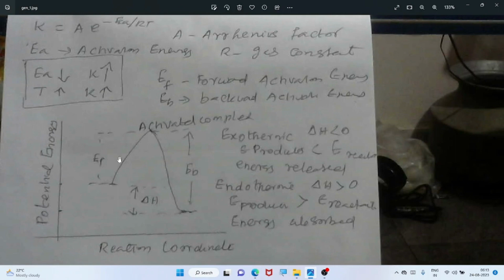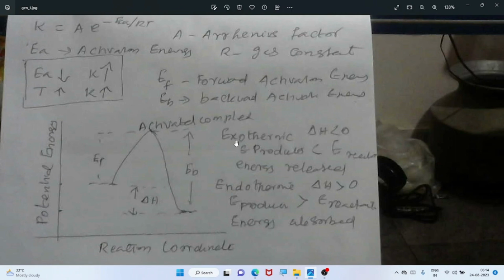See here in this curve, reaction coordinate versus potential energy in a general reaction. Ef is the forward activation energy, from here to here. This is the forward activation energy, and this level to this level is the backward activation energy. The difference between these two energies is delta H, the change in enthalpy. This is the activated complex.